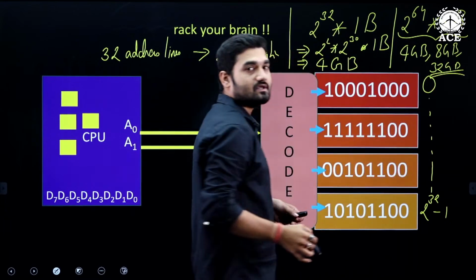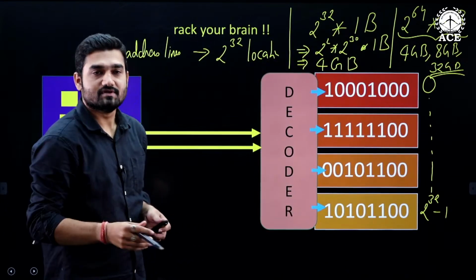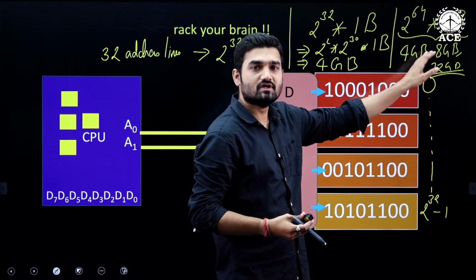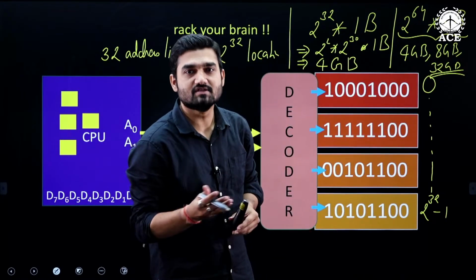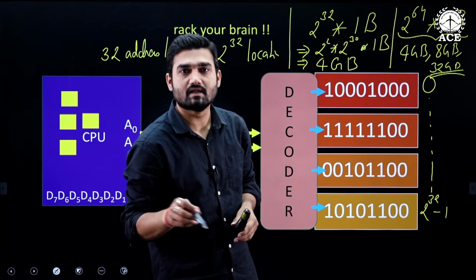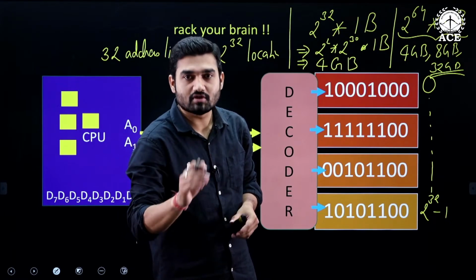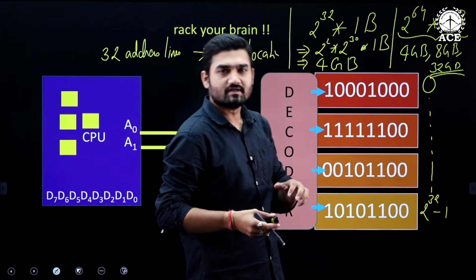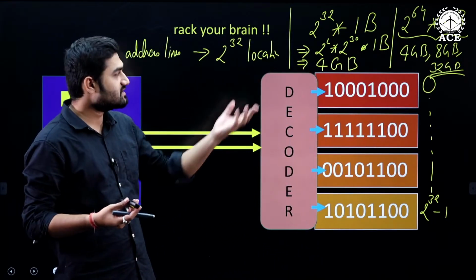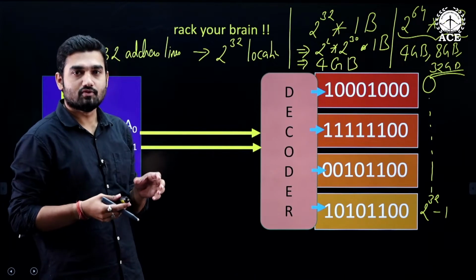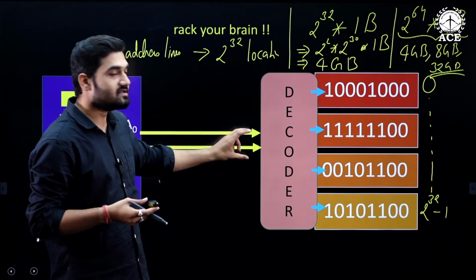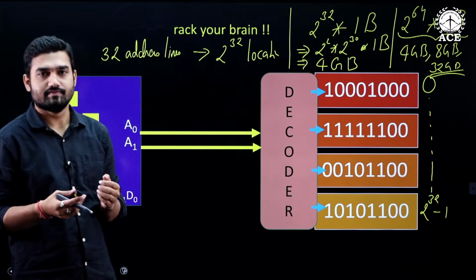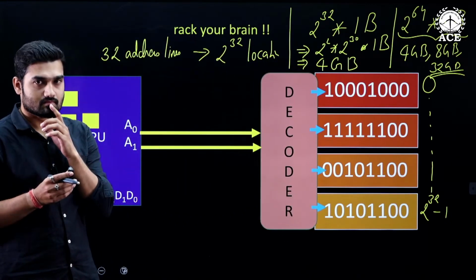Now let me tell you one more thing. If your laptop is a 64-bit laptop, for sure, in most cases, you have more than 4GB RAM. Yes or no? It can access more, and that is the reason. Now you came to know the relation between the address lines and the number of locations present inside the memory. This is what we came to know till now.